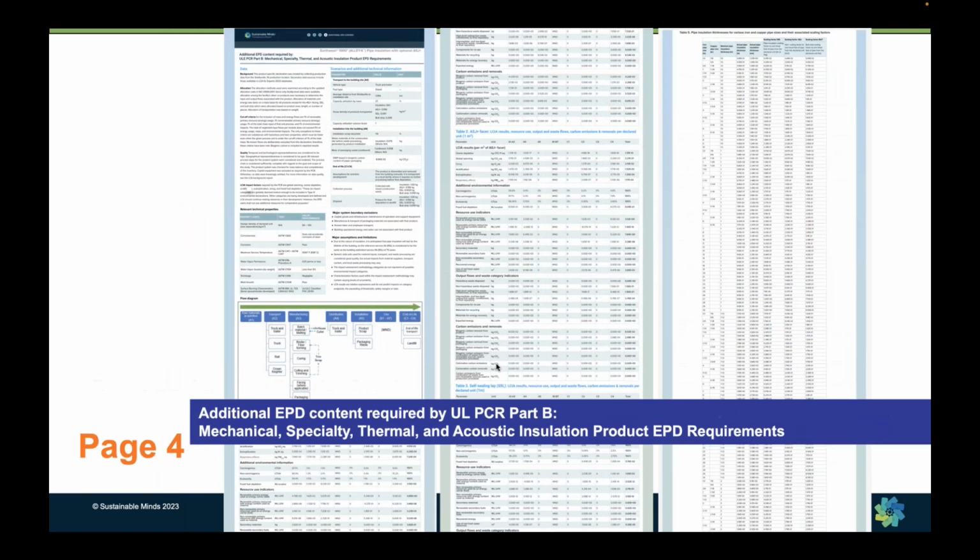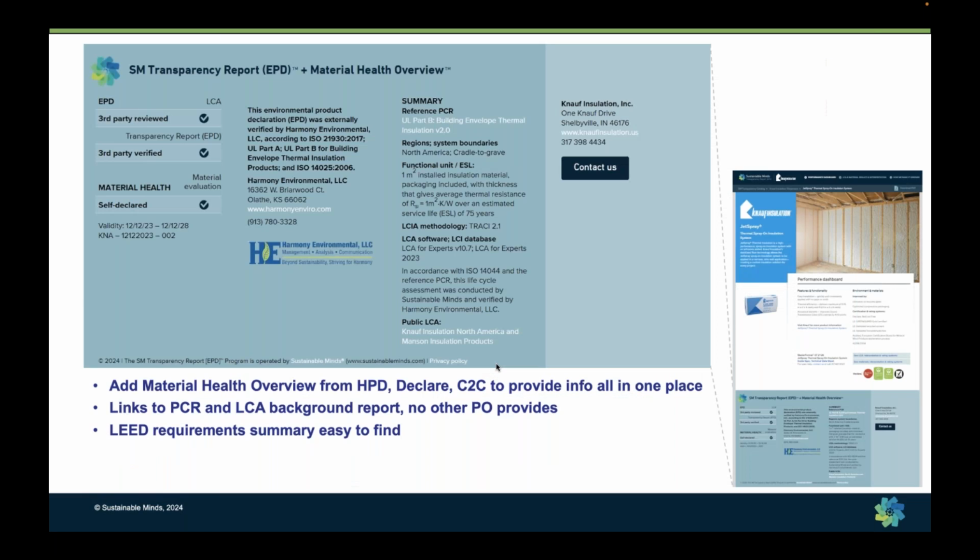product specific EPD. Just to give you some insight into how every PCR is different, this is our page 4 from another UL PCR for mechanical, specialty, thermal, and acoustic insulation products. There's a lot of additional content required. So this page 4 is super long. And frankly, when you turn it into a PDF, it adds many pages to the document.